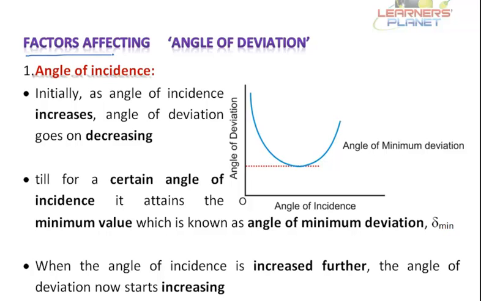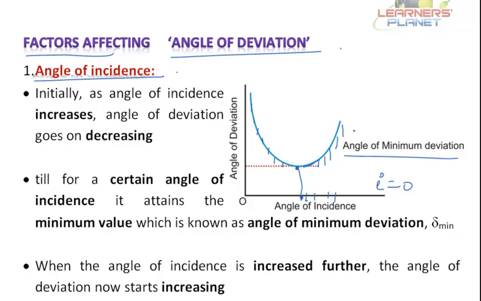Now let us look at various factors which affect the angle of deviation. First is angle of incidence. Here you can see if you keep on increasing angle of incidence from I equal to 0, then the angle of deviation is falling, it is decreasing till a certain stage. At this stage you have minimum angle of deviation, and if you further increase the angle of incidence beyond this point, angle of deviation again starts increasing. This has been observed experimentally.